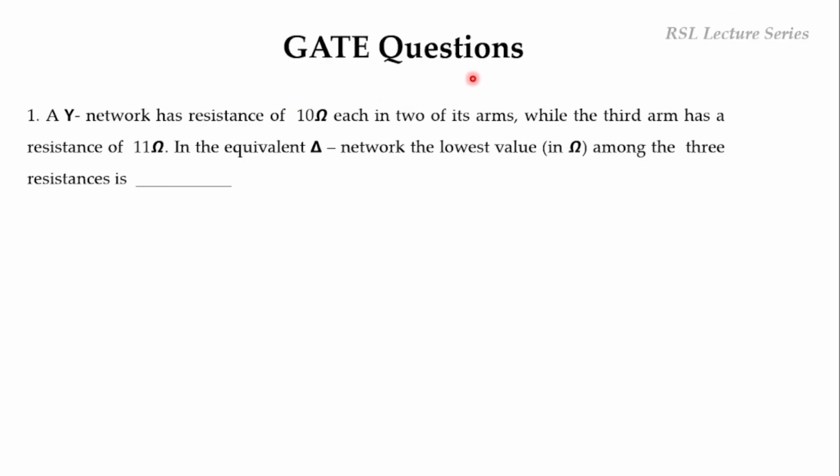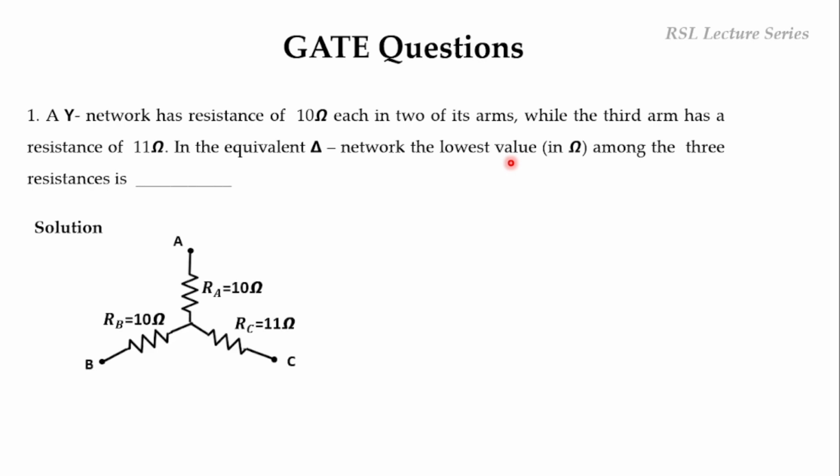Now we'll discuss some GATE questions. The first one: a star network has a resistance of 10 ohms each in two of its arms, while the third arm has a resistance of 11 ohms. In the equivalent delta network, the lowest value in ohms among the three resistances is dash. So here a star network is given, and two resistances are 10 ohm and the third one is 11 ohm. We have to find the delta equivalent, and in that delta equivalent, find the lowest value among the three resistances. So this is a direct question.